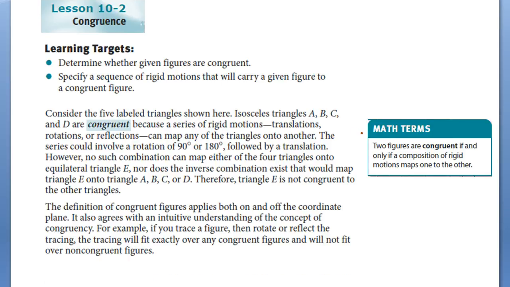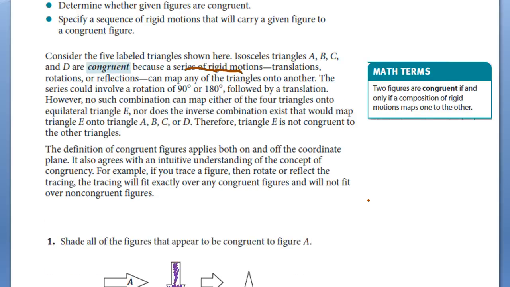Consider the 5 triangles shown below. These are isosceles triangles. Now some of these are congruent because a series of rigid motions, again those are translations, rotations, and reflections, can map the triangles onto another. If you can find a series of rigid motions that map a triangle onto another, then we know for sure that triangles are exactly the same size and shape, that they are congruent.